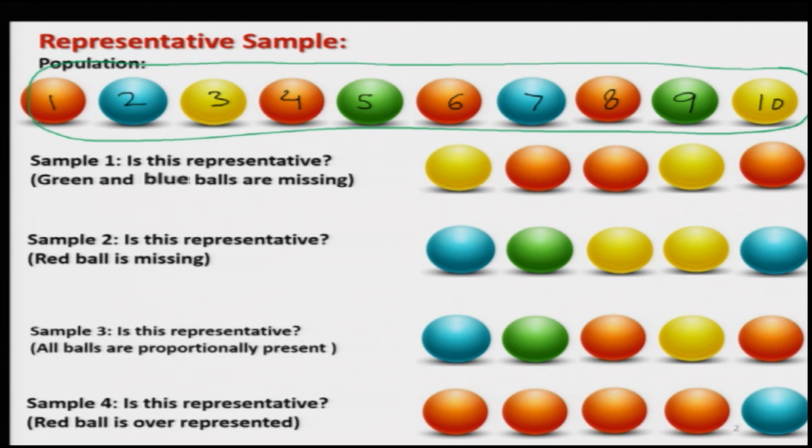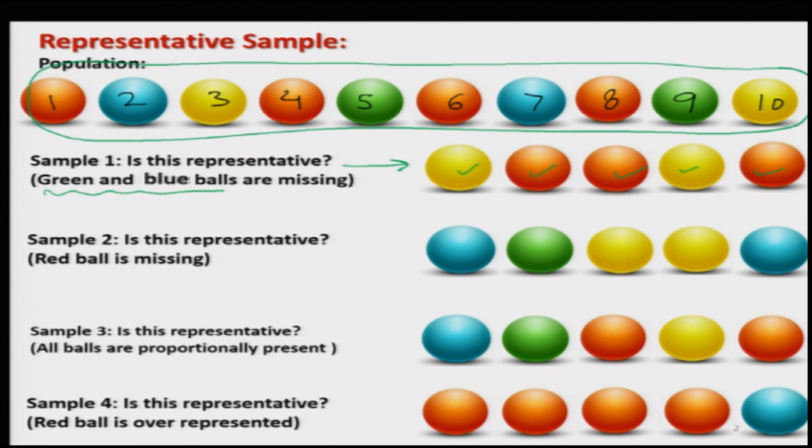Now I try to take 4 different types of sample. This is my sample number 1. You can see there are 2 yellow balls and 3 red balls. Do you think it is a representative sample? Well, you can see that green and blue balls are missing. So this is not a very good representative sample, or I will say that the degree of representativeness is very, very low.